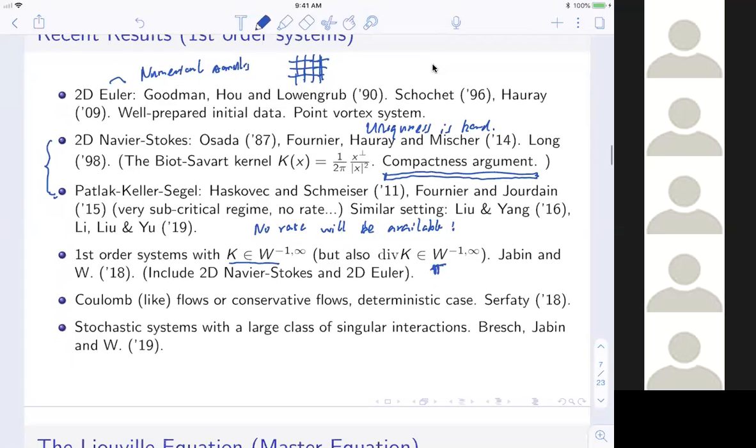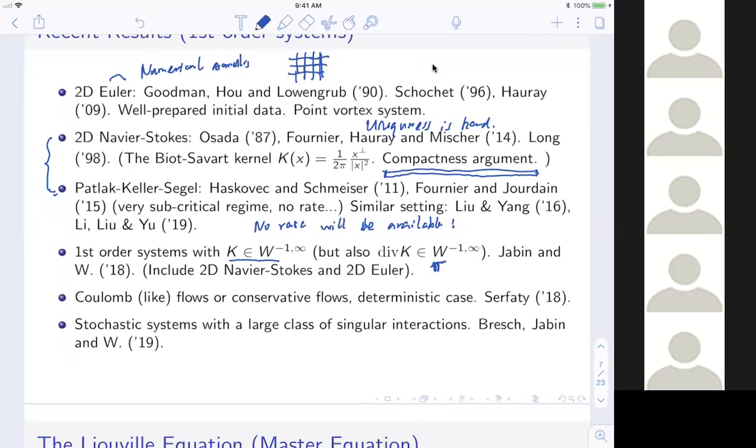After our result, Serfaty has a very nice result for the deterministic case. She can treat very singular flows like the Coulomb and Riesz type flows, both the gradient flow case and the conservative flow case, in gradient form or conservative form. So what does this mean?